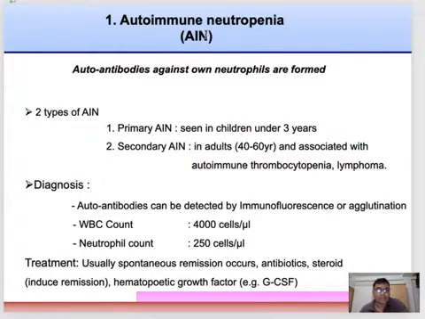So how can we diagnose autoimmune neutropenia? By detecting the autoantibodies, which can be detected by agglutination test or immunofluorescence. Also, the white blood cell count and neutrophil count should be checked. And how do we treat it? Usually spontaneous remission occurs, I mean people usually get well on their own, but antibiotics, steroids, and sometimes hematopoietic growth factors are used as treatment.